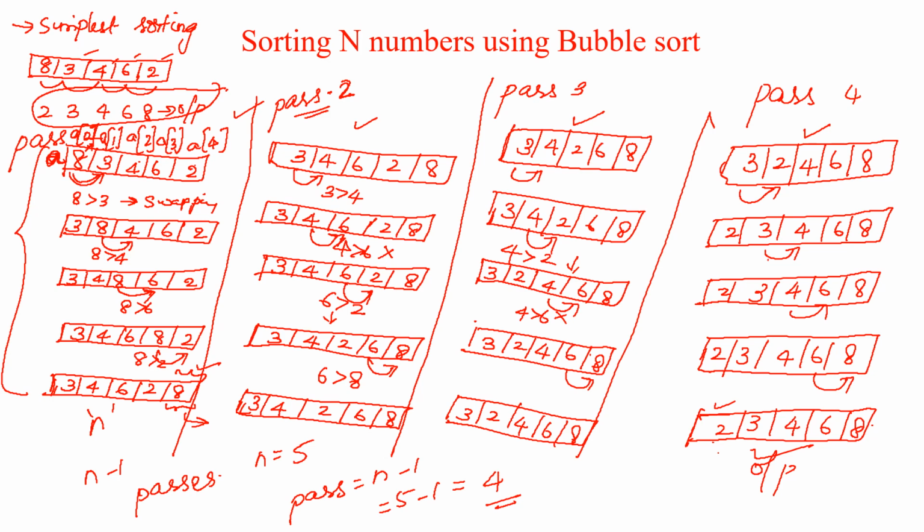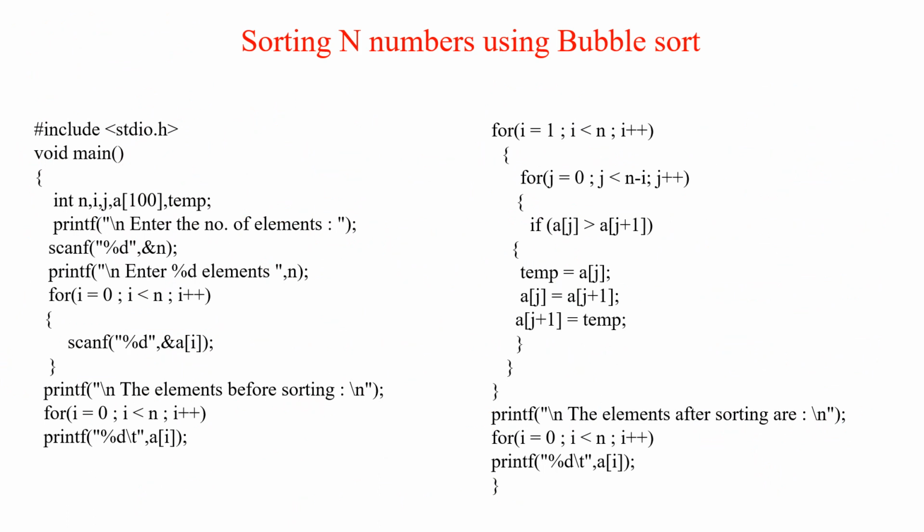Okay, so now let's see the program. So how will you write the program for sorting? Okay, so first what is step 1? So let me write it here. Step 1, you have to enter the number of elements in an array. Okay, so in the previous example, how many elements have we taken? 5 elements we have taken, right? That is your step 1.